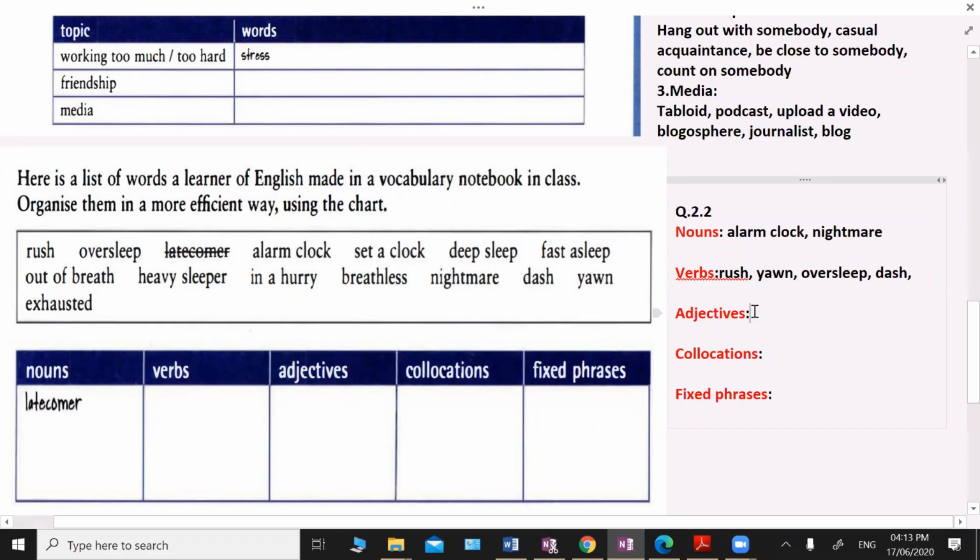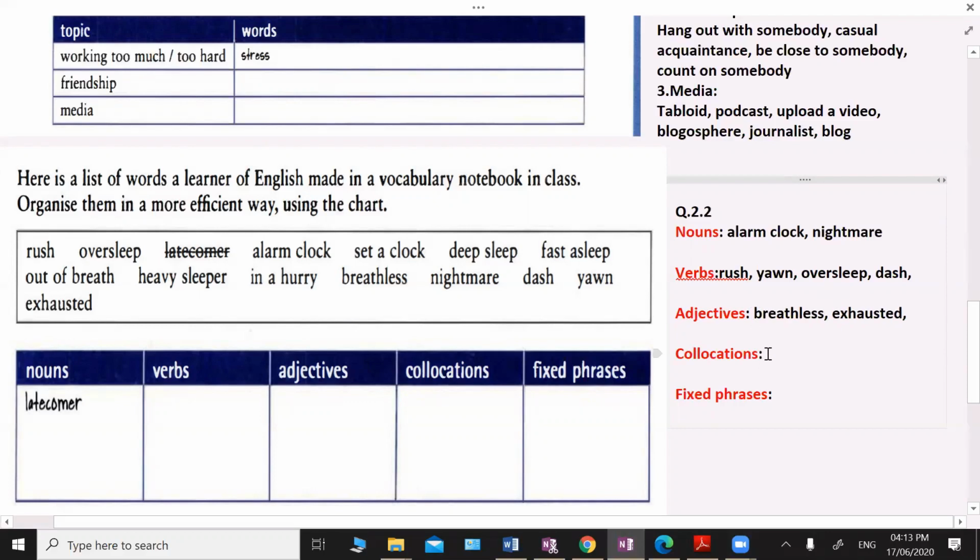Almost done. Please share the answers with me. The one is breathless. That's right. Heavy sleeper. Can we add breathless? Okay. Exhausted. Exhausted is the adjective, yes. Now, someone says fast asleep. No, it's not an adjective. Exhausted is an adjective. Breathless is an adjective.